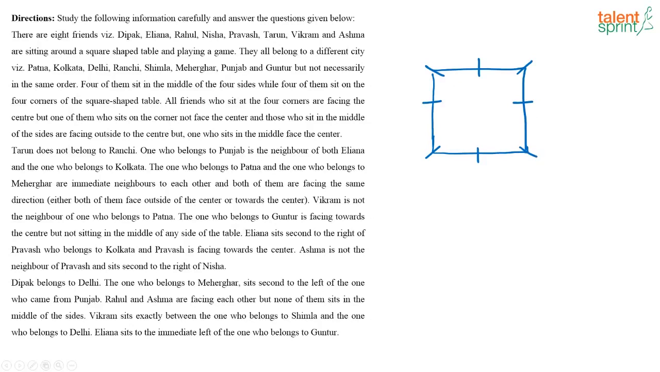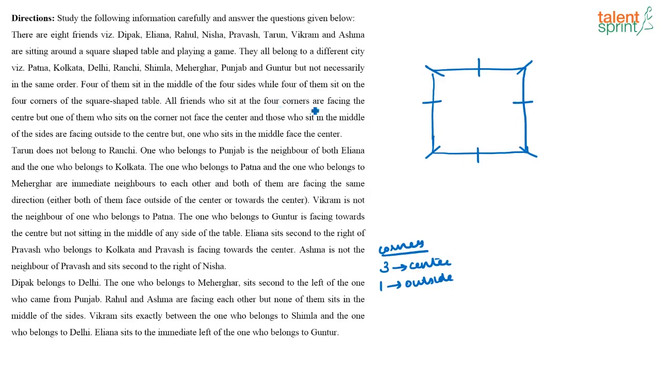And what are they saying? All the friends who sit in the 4 corners are facing the center, but one of them who sits in the corner does not face the center, right? So when you look at the corners, all of them are facing the center except one person. That is, 3 persons in the corner are facing the center and 1 person is facing outside. Okay, this is when it comes to the corners, right? That's what they have given.